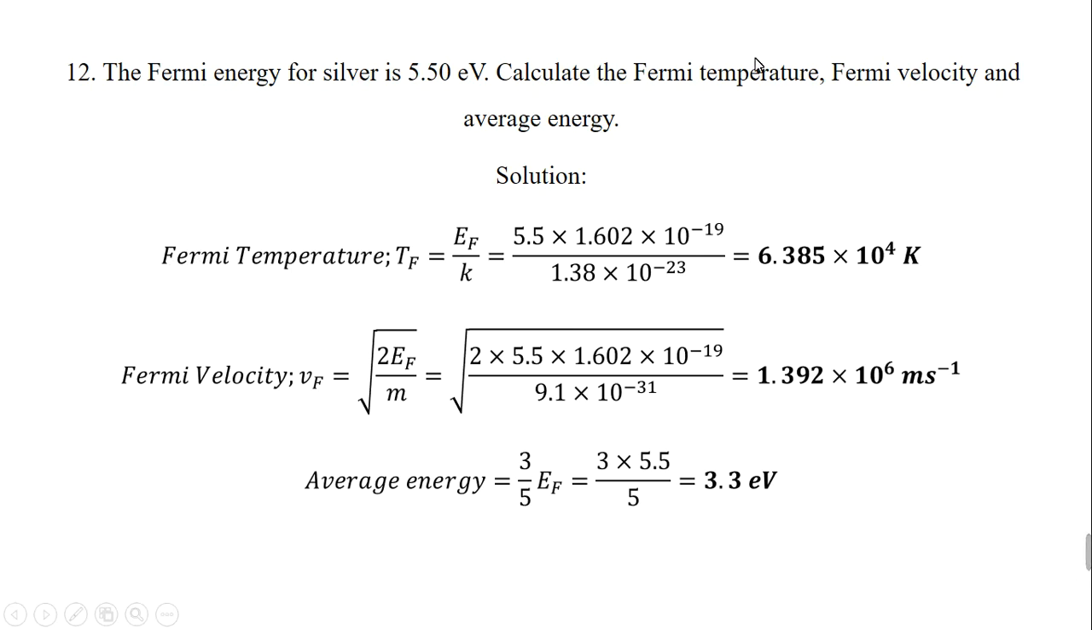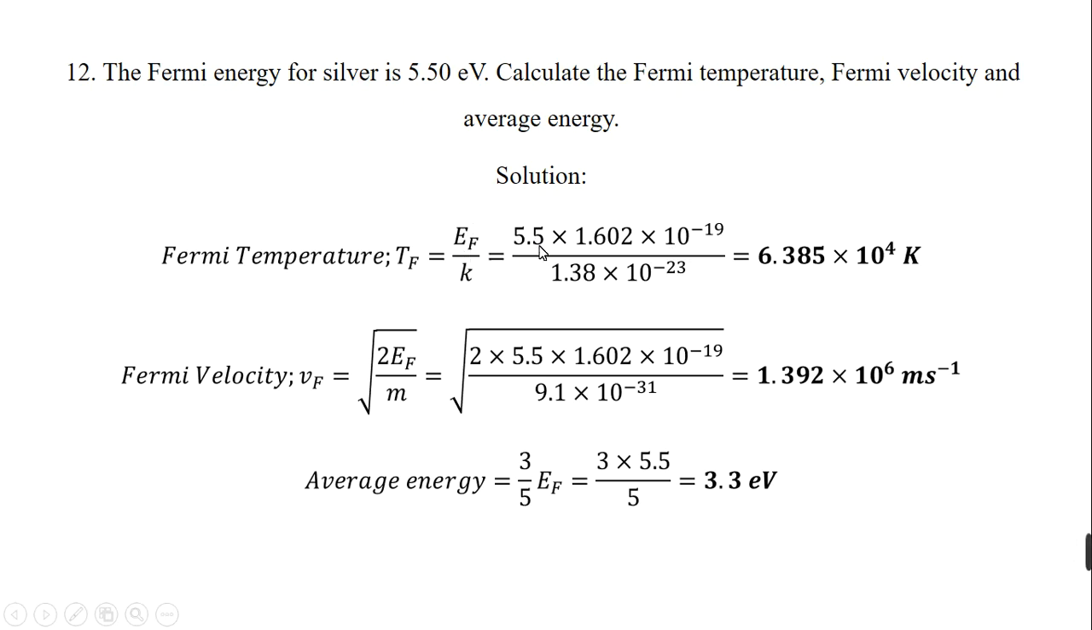First we shall calculate the Fermi temperature. This is the formula, which I have written in accordance with E is equal to kT. The thermal energy is nothing but capital E is equal to K into T, where K is the Boltzmann constant and T is the absolute temperature. Therefore, T is equal to E by K. EF is given here in electron volts, but it should be taken in terms of joules.